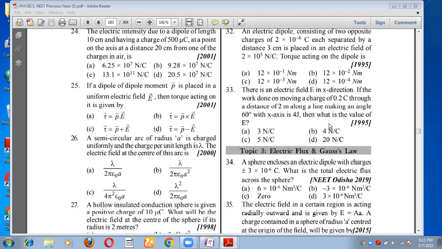Have all of you gone through the question? Question 33 says there is an electric field E in X direction. If the work done on moving a charge of 0.2 coulomb to a distance of 2 meter along a line making an angle of 60 degree with x-axis is 4 joule, then what is the value of electric field?